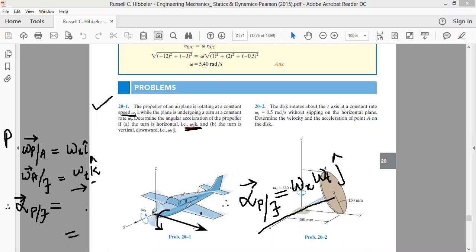So what does it mean? It means that for an aircraft whose propeller is rotating in an anti-clockwise sense with angular velocity omega x, and the aircraft is taking a left-hand turn with angular velocity omega t, the propeller of the aircraft will attain an angular acceleration equal to omega t multiplied by omega x. This angular acceleration will be along the y-axis, so the sense of rotation will be anti-clockwise.